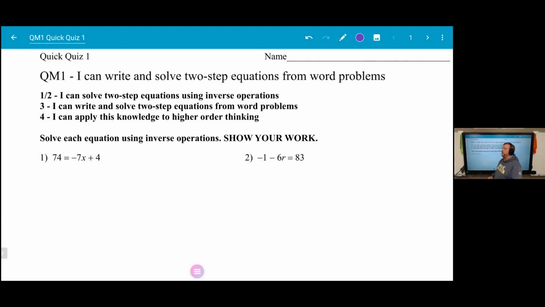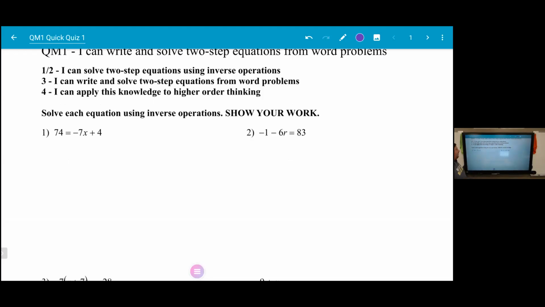Here we go. 74 equals negative 7x plus 4. Again, this is creating and solving two-step equations. This part is just the solving part. Next, we're going to create and solve. That's your 3-level kind of stuff.